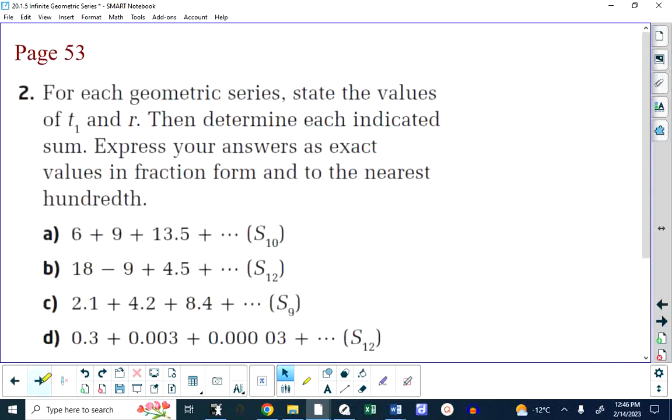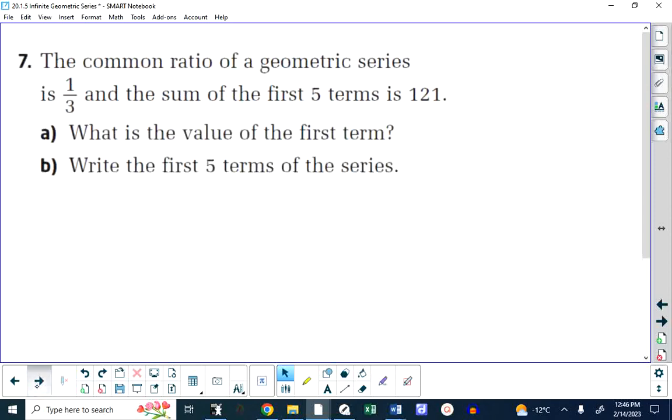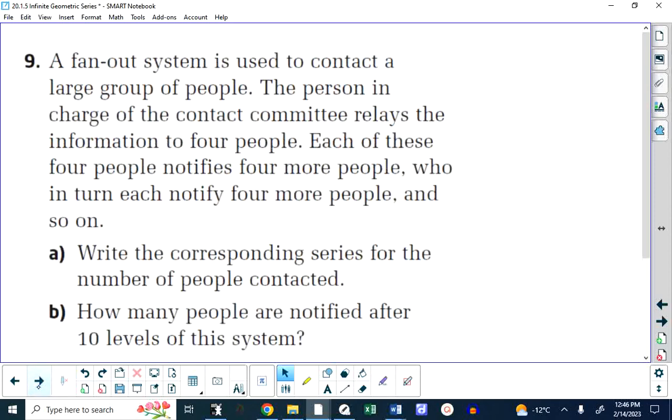So with that being said, I'm going to start off with question 9 because somebody had asked about number 9. A fan-out system is used to contact a large group of people. There was a time before email, before your time, before everybody had email, where, for example, if the school was closed, we used to close the school if the roads were very bad, the principal would be notified that the school was closed, and the principal would phone 4 people on what we called a fan-out list.